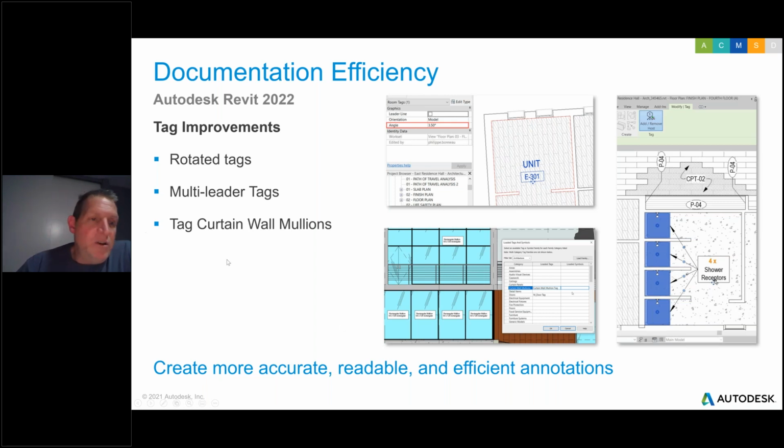And a hugely welcome addition, finally, the ability to actually tag a curtain wall mullion, right? So you can actually have mullions and mullion types and tag them, make a schedule out of them, and get all of the properties that you might need out of the mullion system itself.